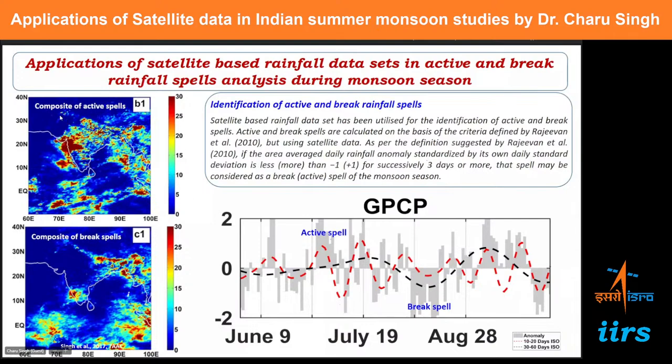So in this picture, the composite of the active and the break rainfall spell has been shown. As per the standard theory, during the active spell, the central Indian region or the core monsoon zone receives a very good amount of rainfall. At the same time, we witness less rainfall in the Western Ghats region. But during the break spell, the Western Ghats region and the foothills of the Himalayas receive a good amount of rainfall, but the central Indian region remains rain deficit.